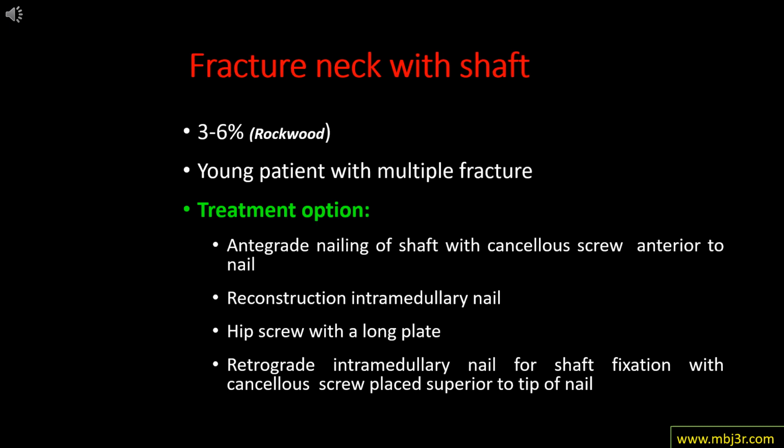Fracture neck with a shaft fracture. These constitute around 3 to 6% of fractures and are common in young patients with multiple fractures. If you are in doubt, do an MRI scan of the hip. Treatment options are antegrade nailing of the shaft with a cancellous screw anterior to the nail, which is a little bit technically difficult; a reconstruction intramedullary nail; or a hip screw with a long plate. You can fix the fracture neck of femur separately and the shaft fracture separately: a retrograde intramedullary nail for shaft fixation with a cancellous screw placed superior to the tip of the nail.